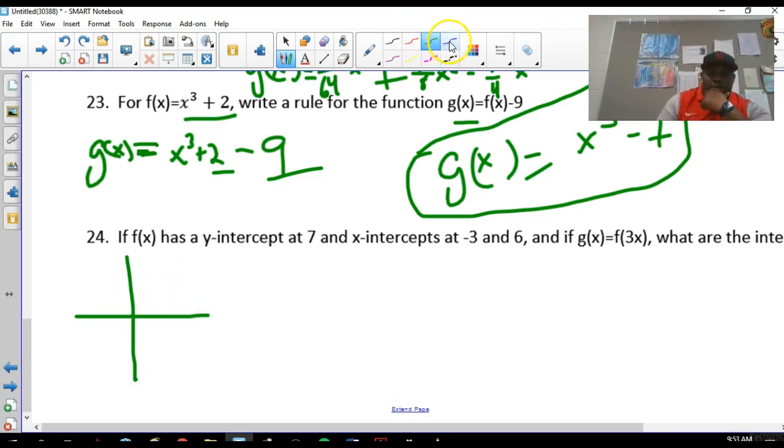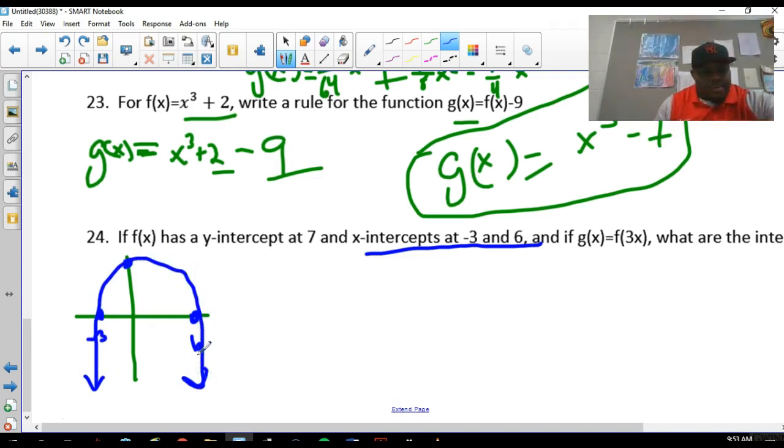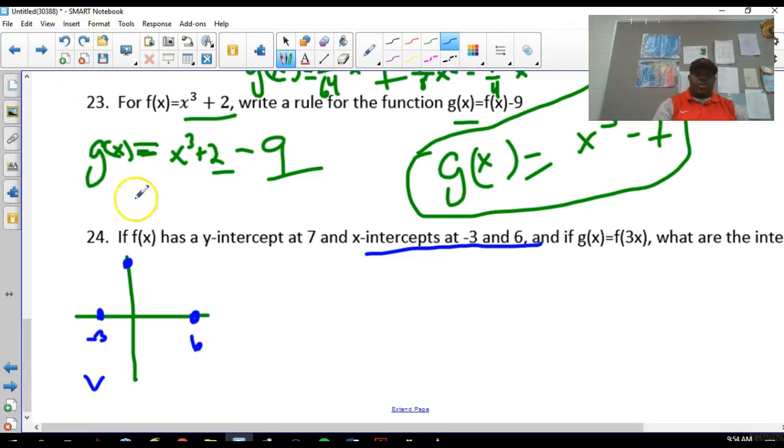If I have an x-intercept at -3, so 1, 2, 3, and another x-intercept at 6, so 1, 2, 3, 4, 5, 6, we'll say right there. And a y-intercept at 7, way up here. We know that this is some sort of parabola, okay? But guys, that's kind of irrelevant, and I'm gonna tell you why.